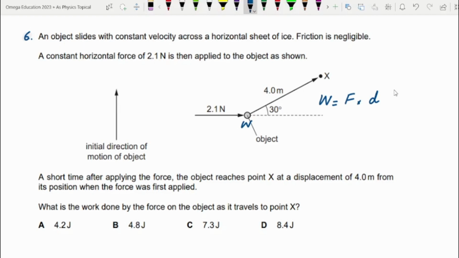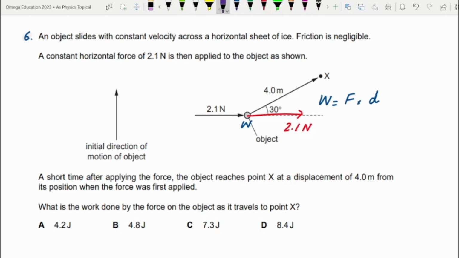But the only problem is the force and the distance are not in the same line. So what you can do is convert the force, and as a matter of fact, you can even convert the distance. But let me convert the force. The force is 2.1 Newton in the forward direction. You can draw it anywhere, but the direction has to be the same, and if you keep the length the same, it would be better. So I'm going to convert this force into two components.